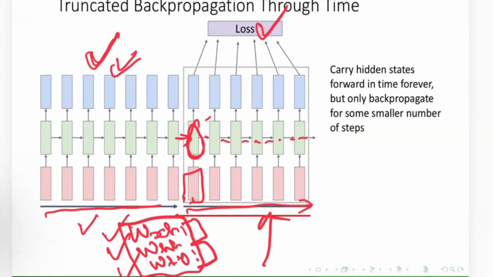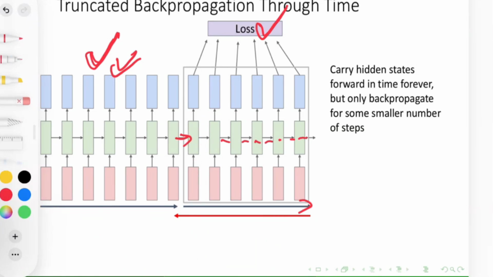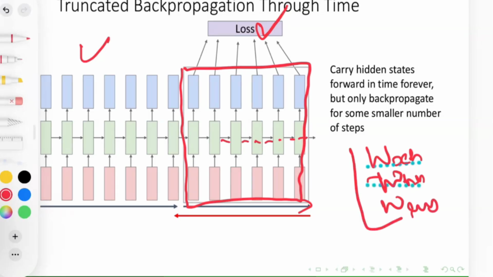Now in a similar manner, you go for the second set of words, which are the following words, coming after the words you have considered here. So now you go here. What will you do? Now you know that your WXH, WHH, and WHY, all these have been changed. Why?